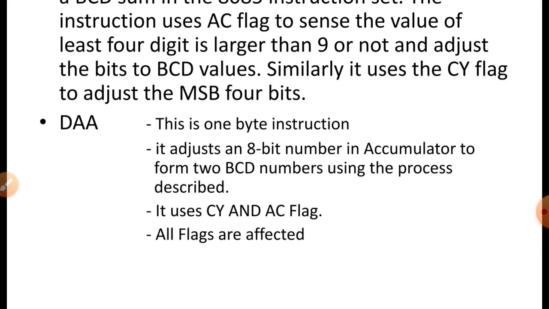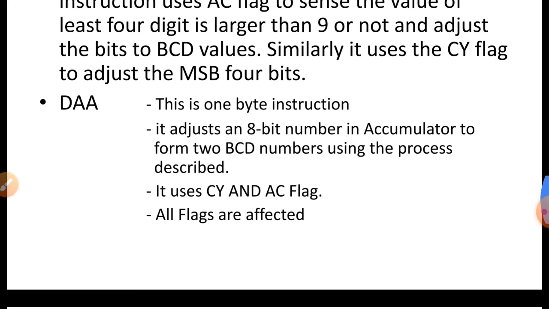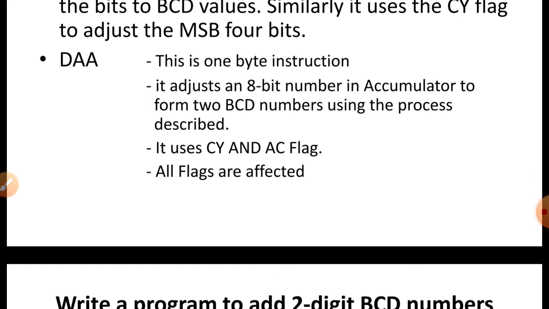What it does is sense that whenever the result we get after adding two BCD numbers is more than decimal 9, the auxiliary carry flag is set. Whenever the auxiliary carry flag is set, the microprocessor can check whether it has been set or not, and depending upon that it takes the decision.